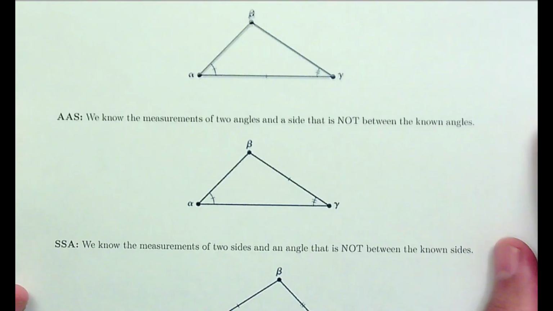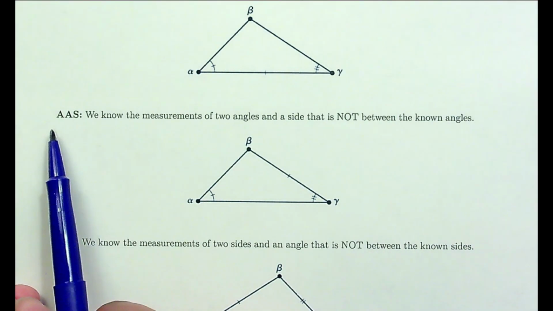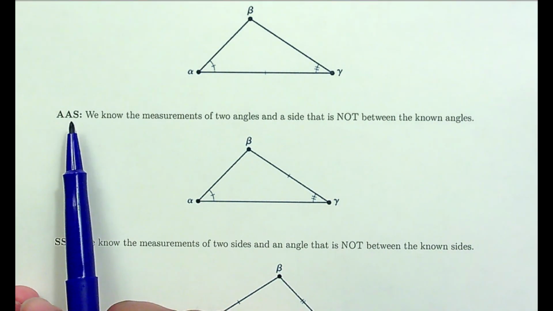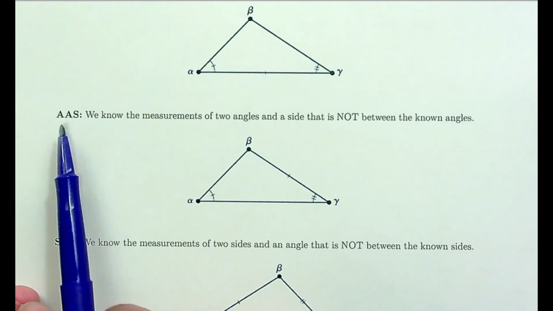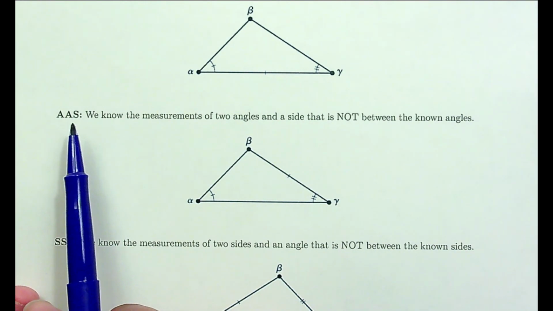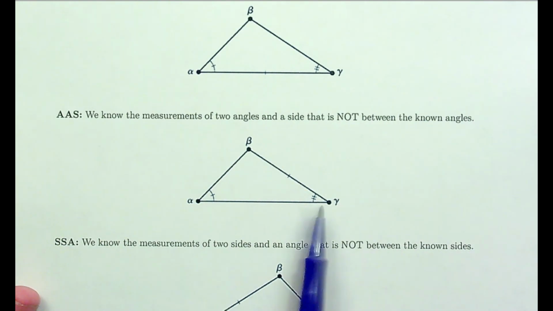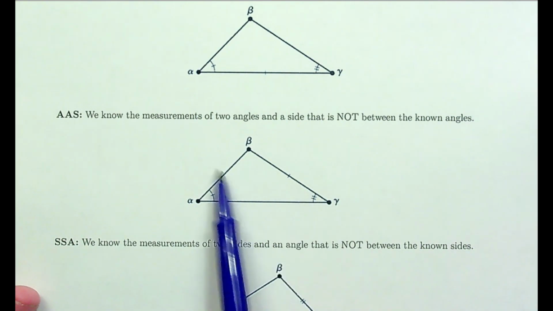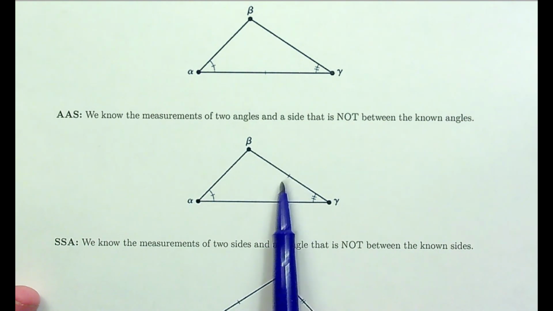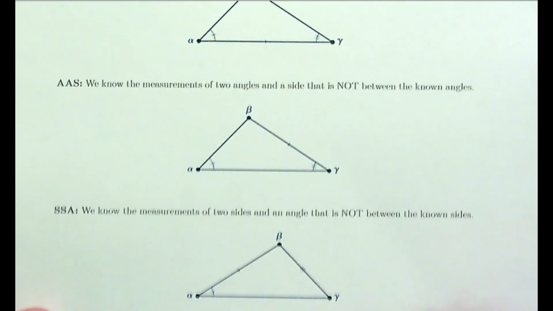The other situation is angle, angle, side. That's when you know 2 angles and a side that is not the side in between them, that is not the common side. So for example, in this picture, I know these 2 angles and I know a side that is not the side in between them. So it could be this one or it could be that one. In this picture, this one is marked, but it could have been this one.